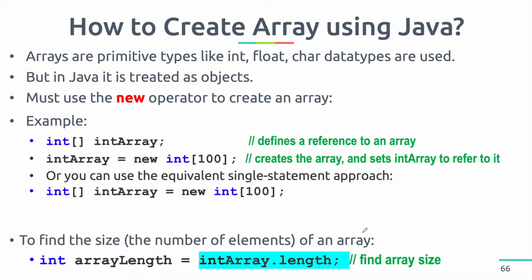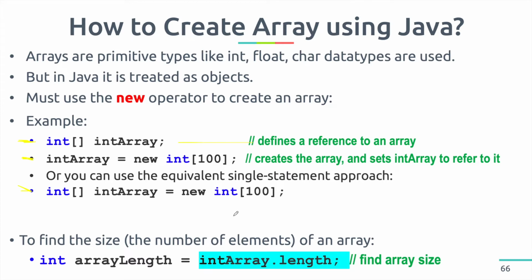So the way that we define an array is we must use the new operator, as we've seen before. Here we have an example of writing it in 2 statements, and we can also write it in a single statement. So here we wrote it int, and then in this step we declared the array, and then we defined the array values, and we also included the size. We can also write it in a single statement, such as this statement here.